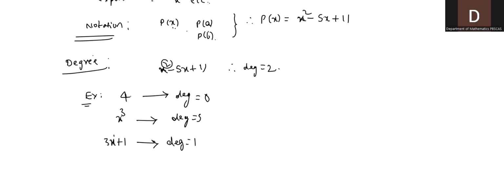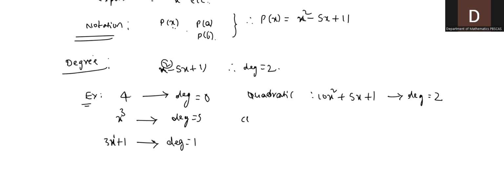And the next one is quadratic. Quadratic polynomial. For example, suppose we take any expression, 10x square plus 5x plus 1. That is equal to degree 2. Quadratic. And the next one is cubic polynomial.